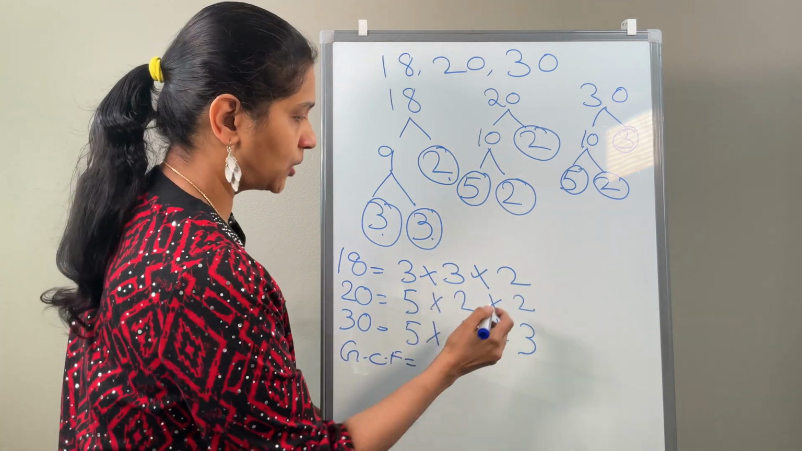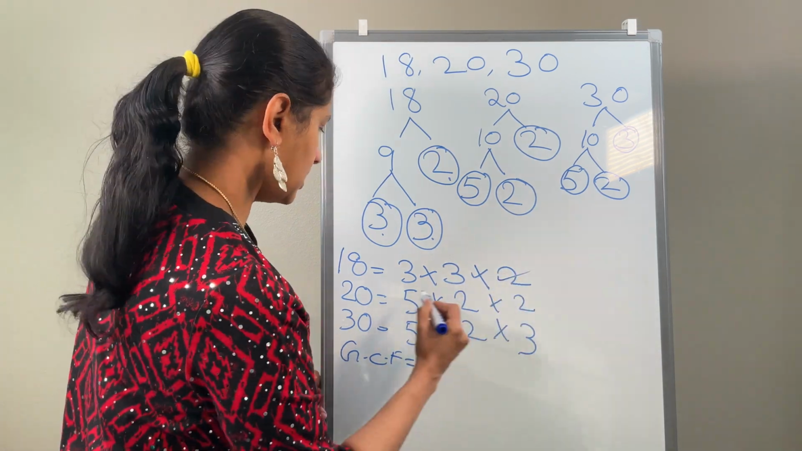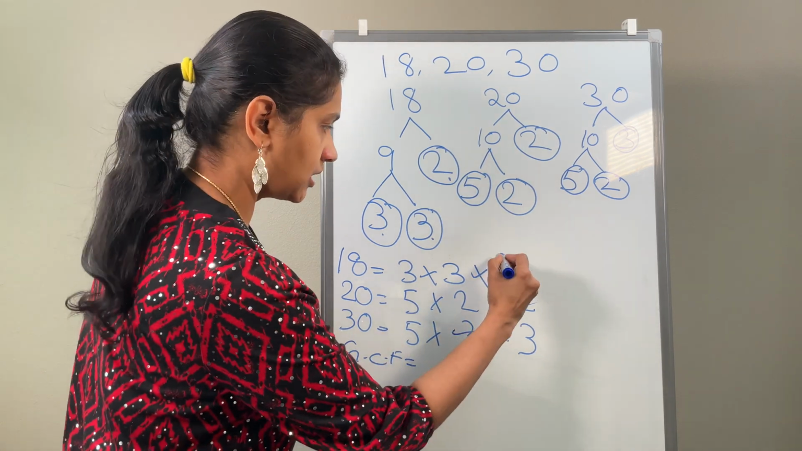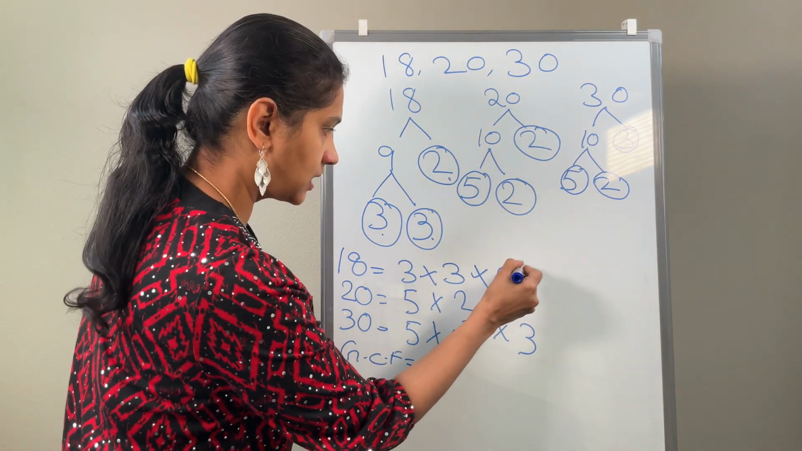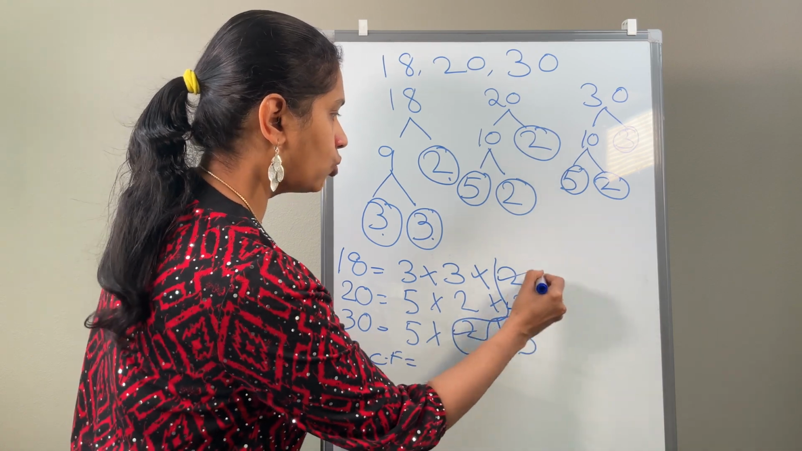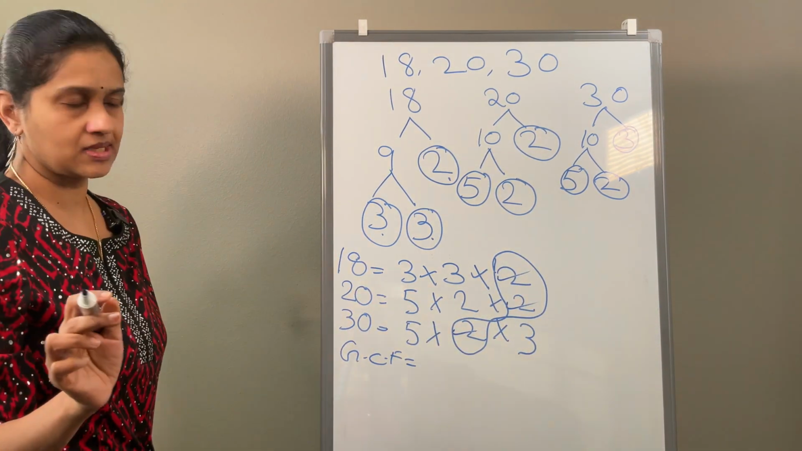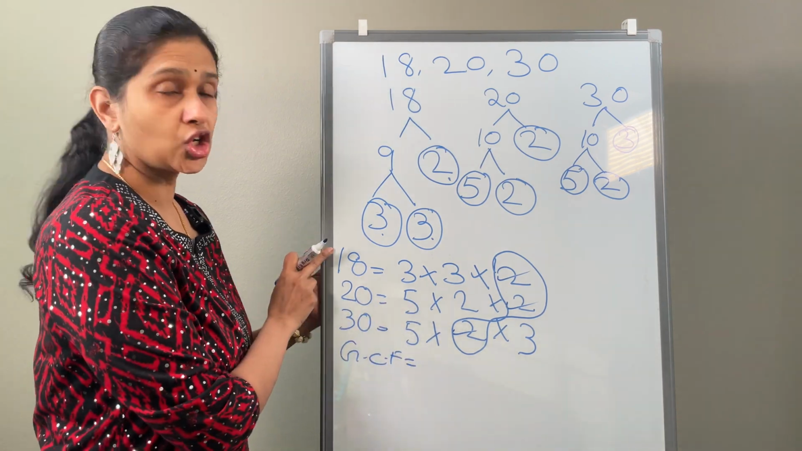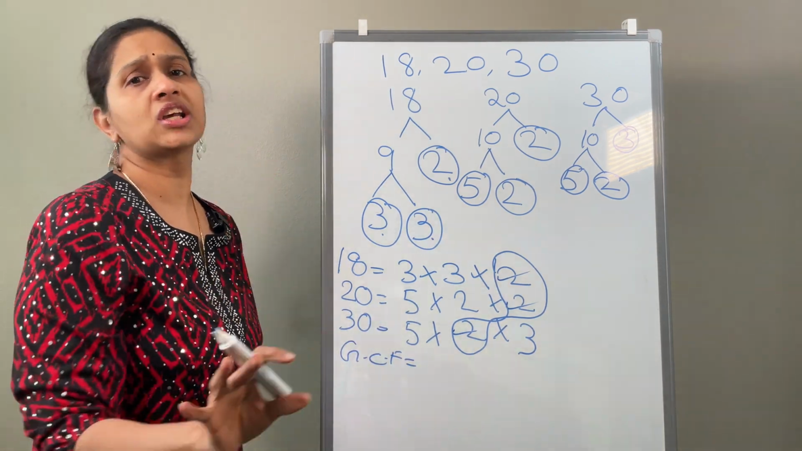Now consider the number 2. 2 is available here. In 20, 2 is available here. 2 is available here. So just circle the number 2 that is available once. Just once. What about 5? 5 is available in 20 and 30, but it is not available in 18. So you should not consider it.